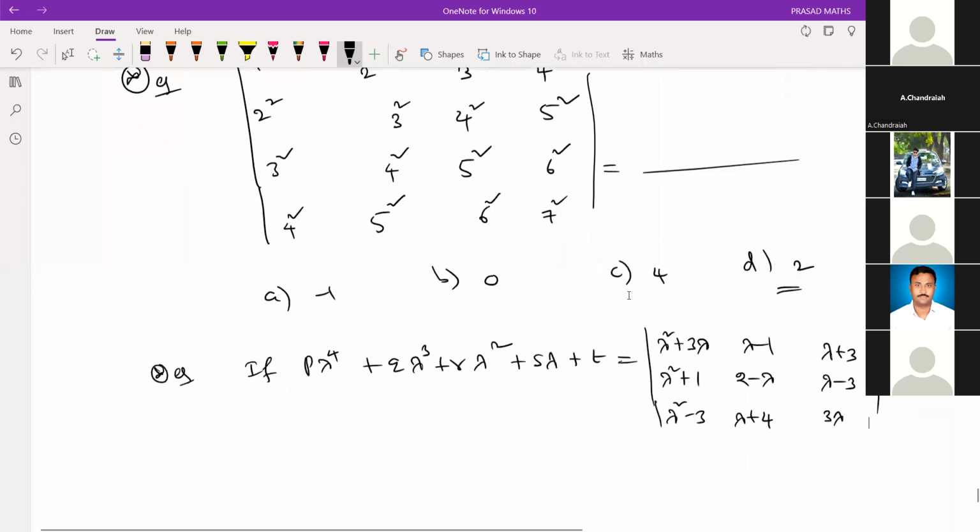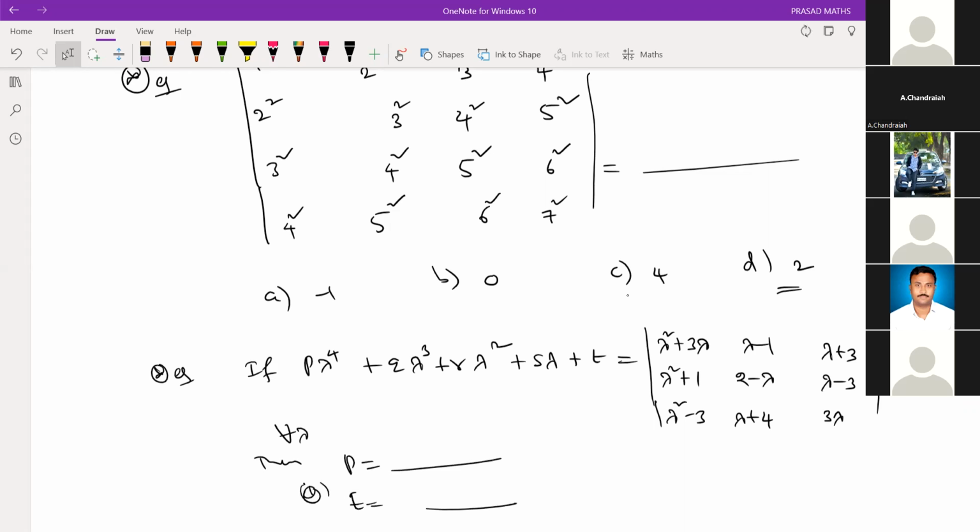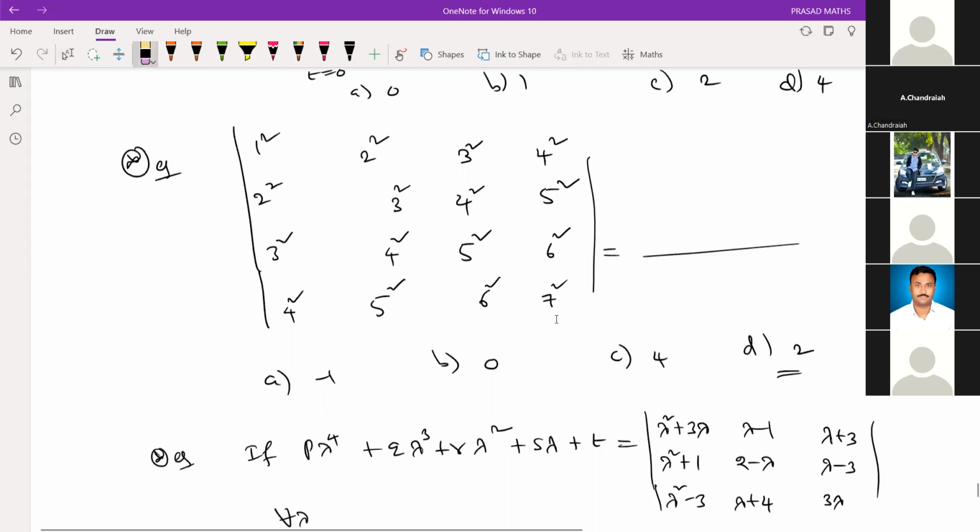Then if it is true for all lambda, then option A. See, then what is P? What is this T? Right? It is also an important problem. Yeah. So with this, I conclude the lecture. Okay.